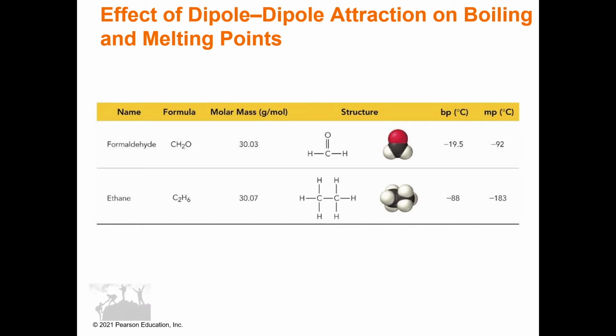In comparing formaldehyde and ethane, we see that their molar masses are comparable, but take a look at their boiling points and melting points. For those of formaldehyde, they're higher because formaldehyde is a polar molecule. So both of these substances exhibit London dispersion forces, but formaldehyde also exhibits dipole-dipole.